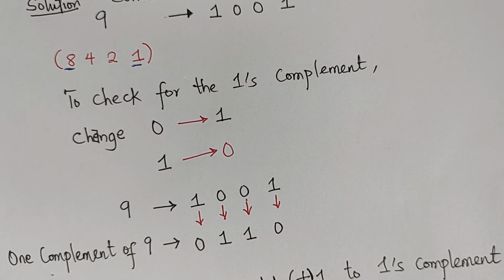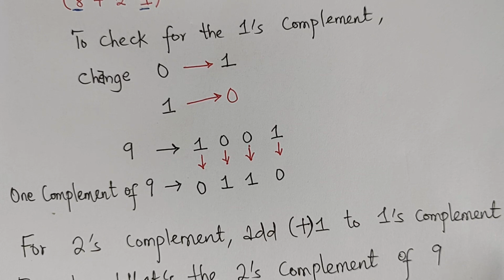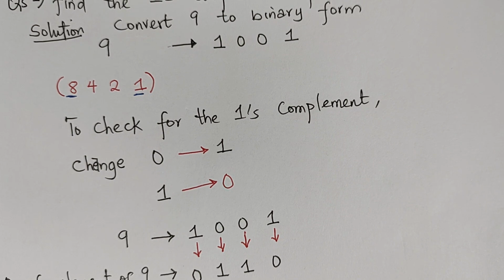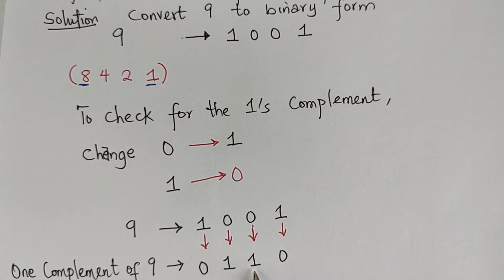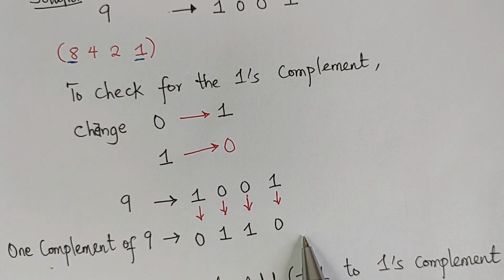Let's quickly go forward to two's complement. If we want to solve for two's complement, it is simply the summation of the one's complement and 1. What do I mean? It means we are going to add 1 to the one's complement. Let's take the same example we have already solved for one's complement. All we need to do is add 1 to get the two's complement.